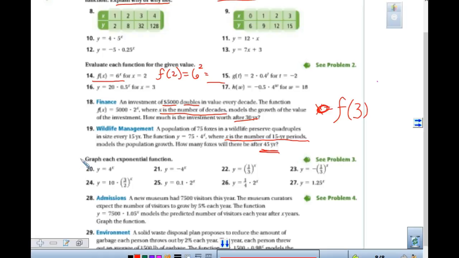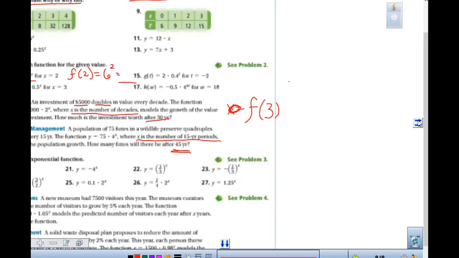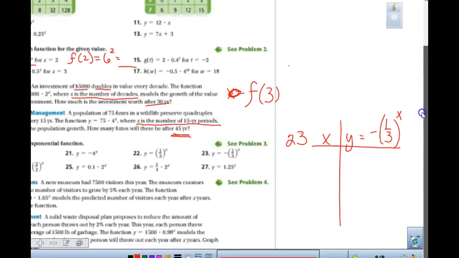When I go to look at, say, number 23, I can write this right on the graph paper. I can put an X, and I can put Y equals negative 1/3 to the X power. So it's going to be just like we did in our notes. I'm going to go from 2, 1, 0, negative 1, and negative 2.